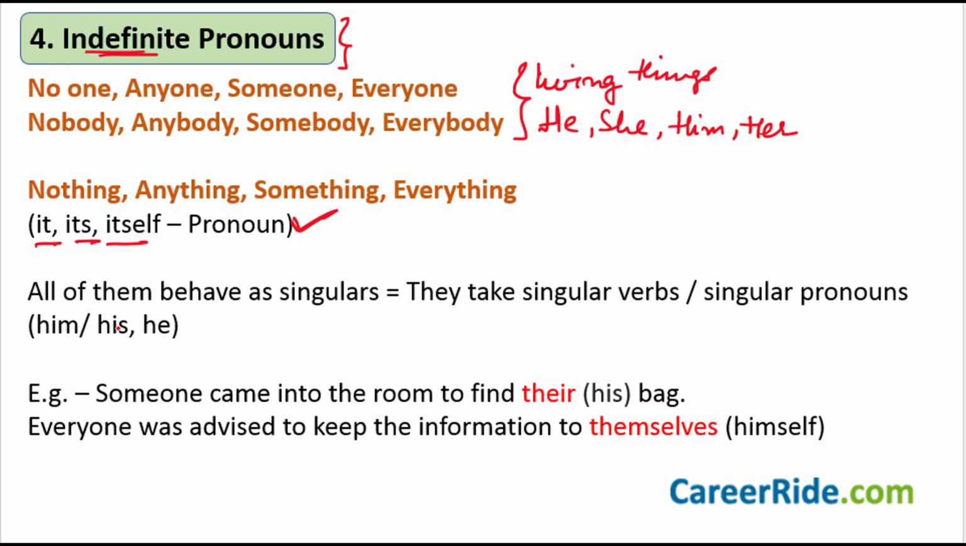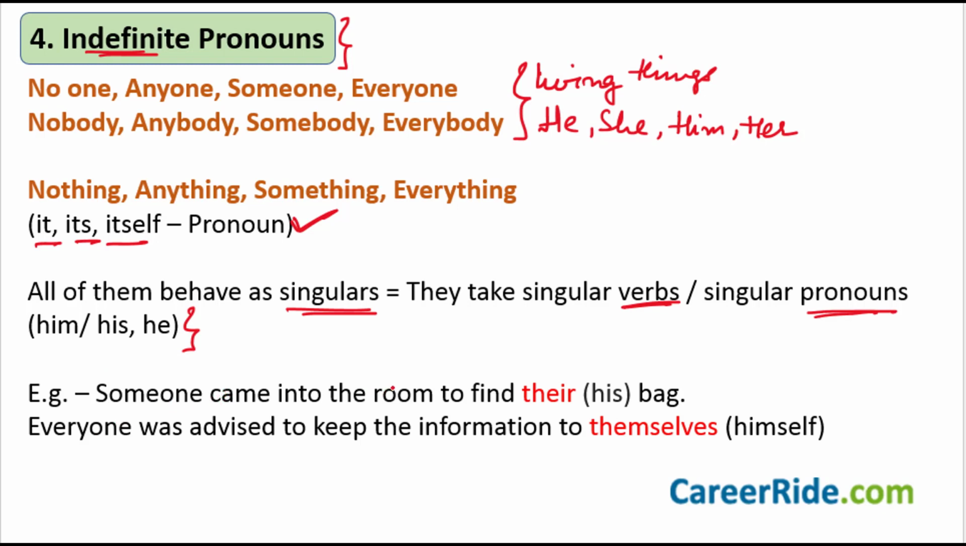Now the thing to understand here is that all of these pronouns, they behave as singulars. Now since they behave as singulars, it means that they take singular verbs with them, and they also take singular pronouns with them, right? So the pronouns that you need to use here should be like him, his, she. That means singular things. Okay, see these examples, things will become clear to you.